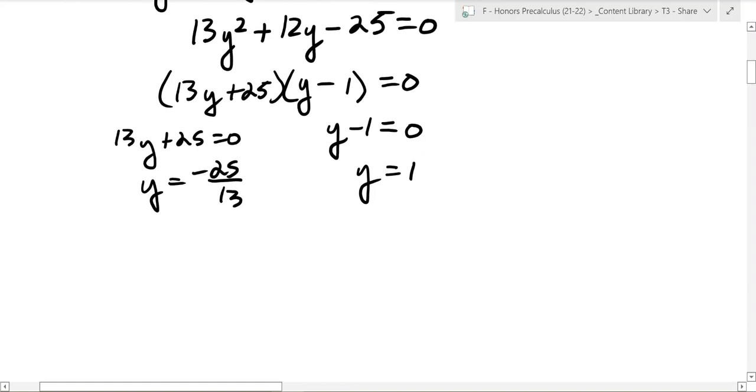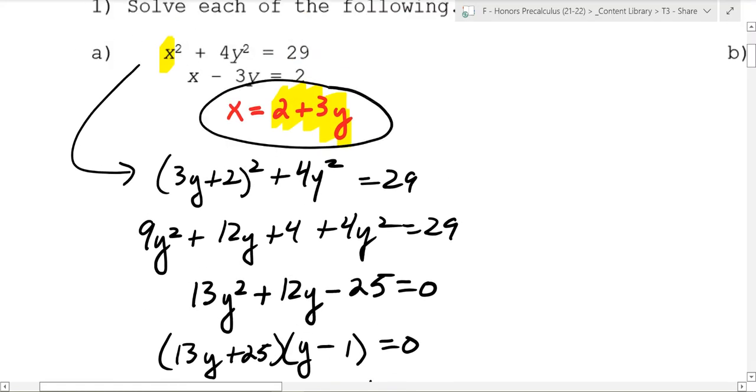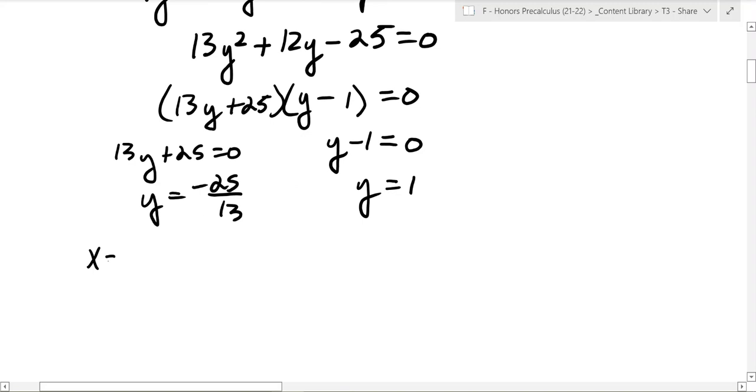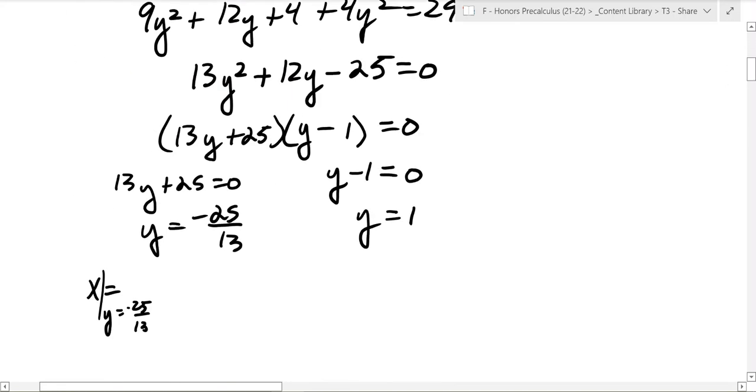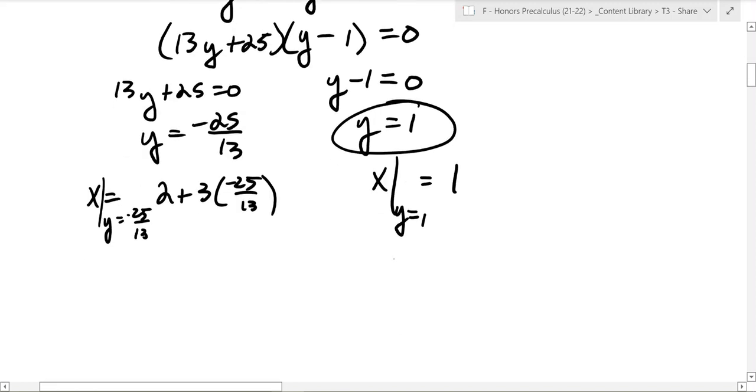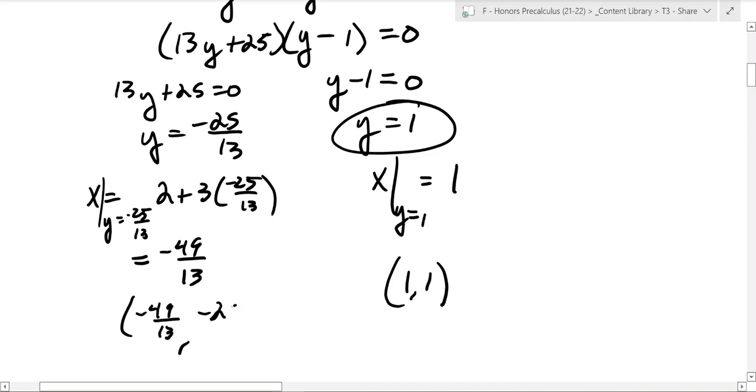Now what you need to do is also find the x coordinate. We know that x is equal to 2 plus 3y. So when y is equal to negative 25 over 13, x is going to be 2 plus 3 times negative 25 over 13. And when y is 1, x is going to be just 1, because it's still just 1 no matter what. So the point over here is going to be 1 comma 1, and then when you do out this fraction, you end up with negative 49 over 13. So the answer is going to be negative 49 over 13, comma, negative 25 over 13.